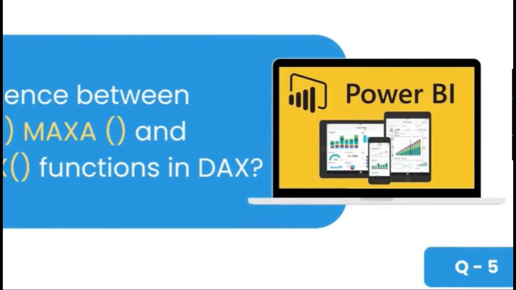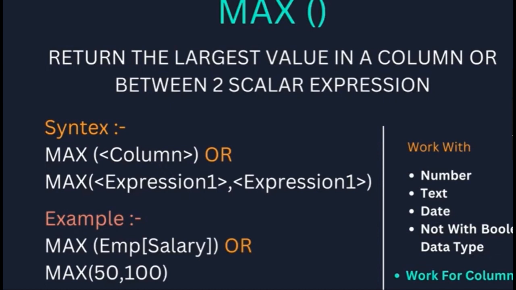Now question number 5. What is the difference between MAX, MAXA and MAXX functions? MAX returns the largest value in a column or between two scalar expressions. The syntax for MAX is MAX(column) or MAX(expression1, expression2). For example, we can write MAX(EMP[salary]), where EMP is the table name and salary is the column, or MAX(50, 100). MAX works with numbers, text, dates, but not with the Boolean data type. It will work for a column. So this is what the MAX function does.